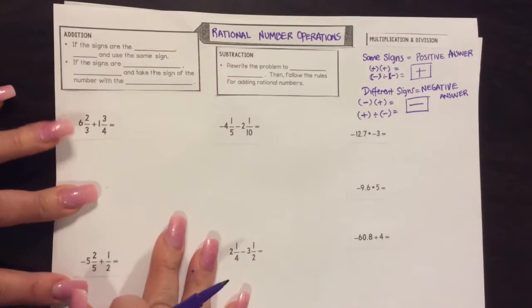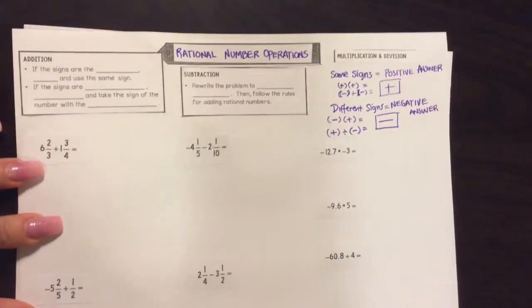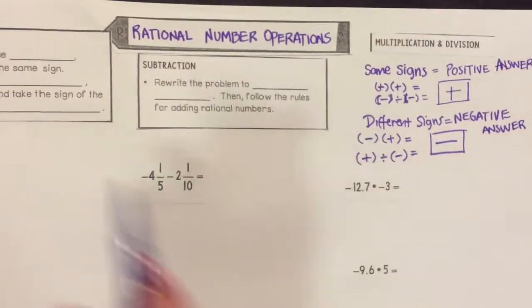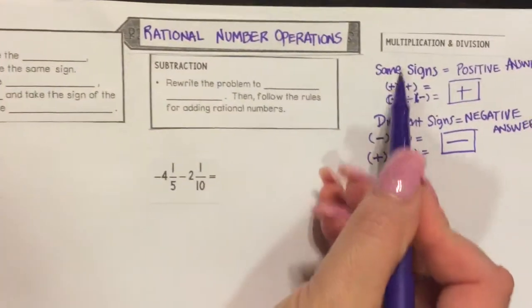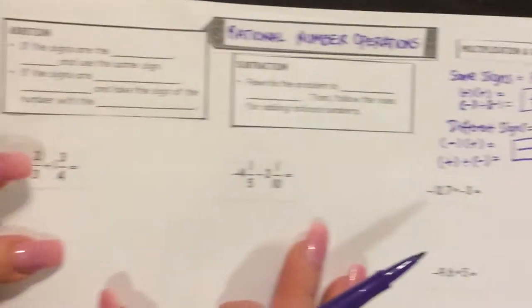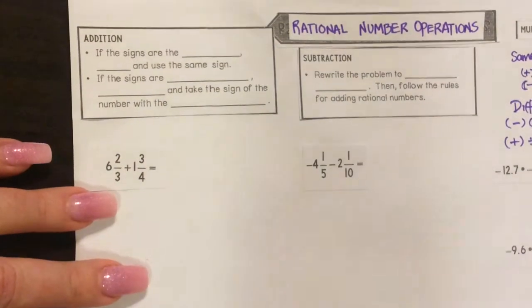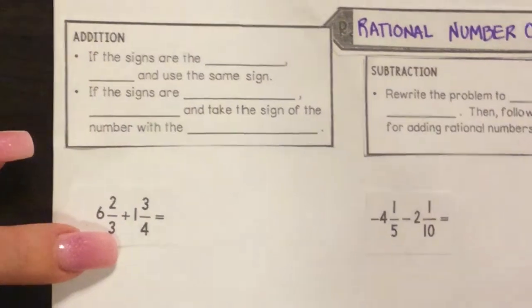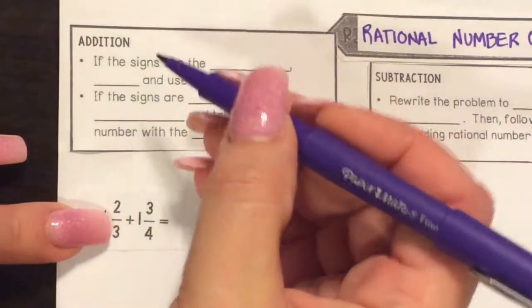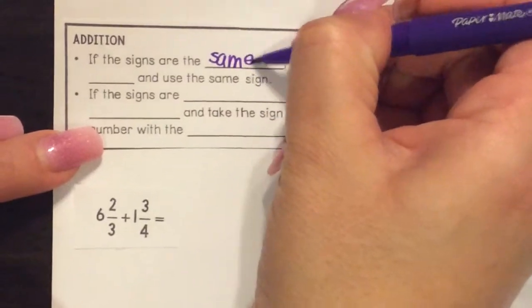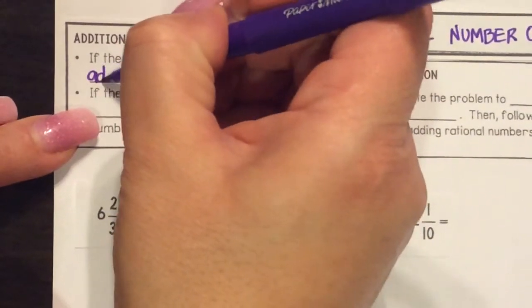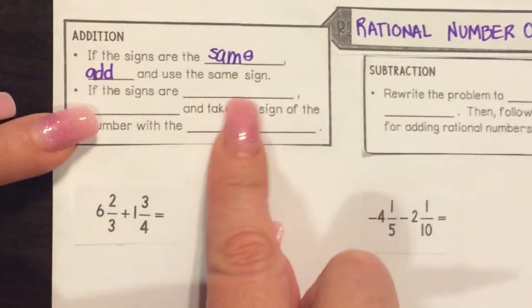Okay, the next section of this lesson is rational number operations. As you can see here, we're going to review how to add, subtract, multiply, and divide rational numbers. And you know rational numbers also include integers, so we need to review how to deal with the signs. So it says addition. If the signs are the same, we add the numbers and use the same sign.